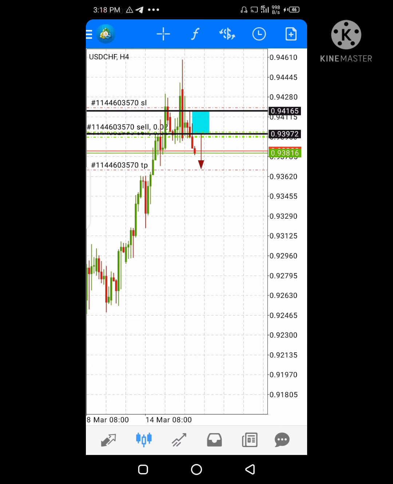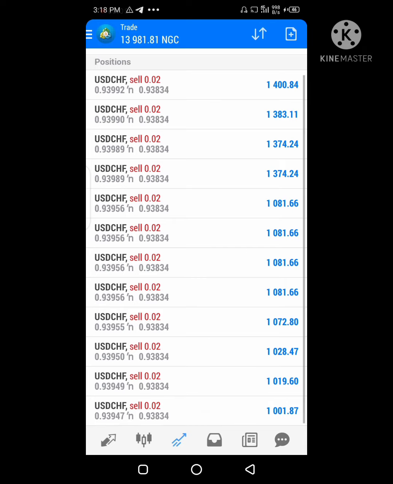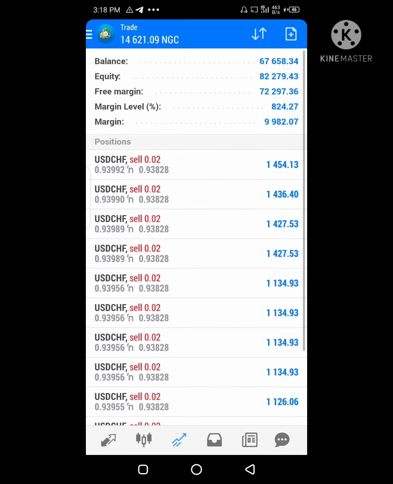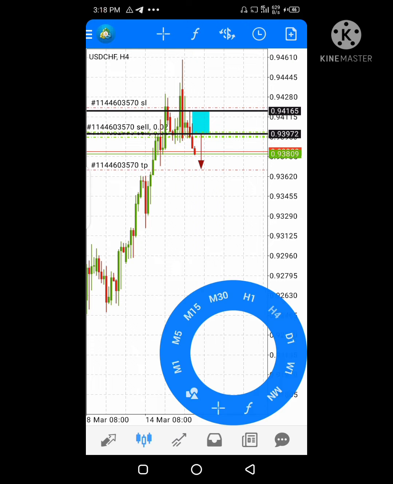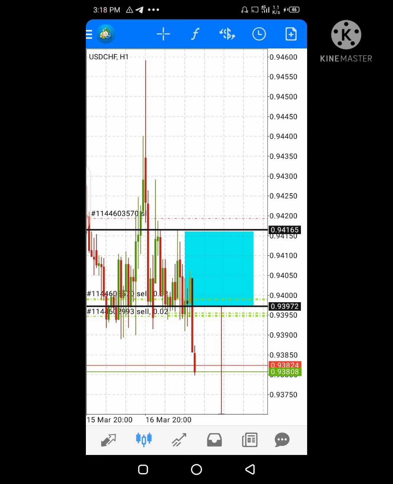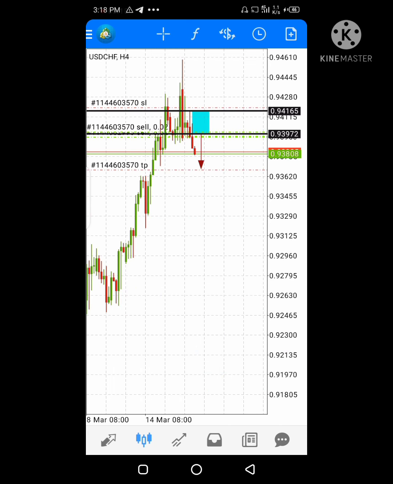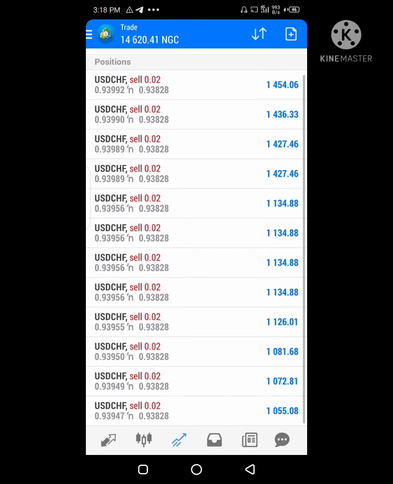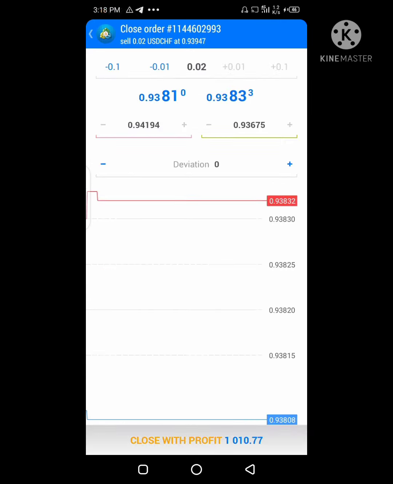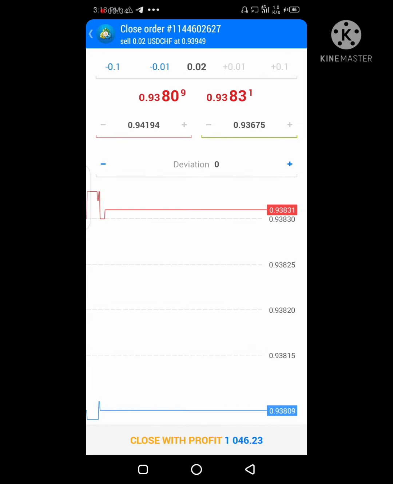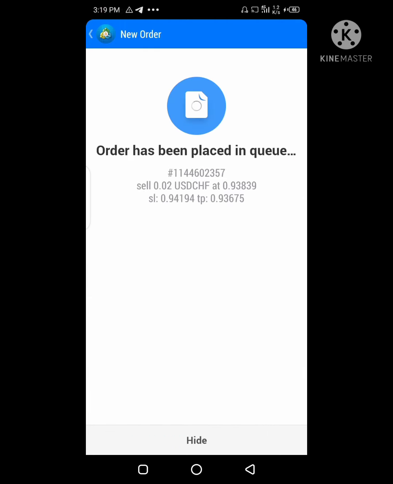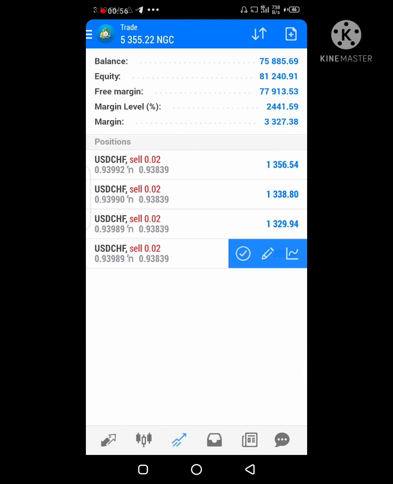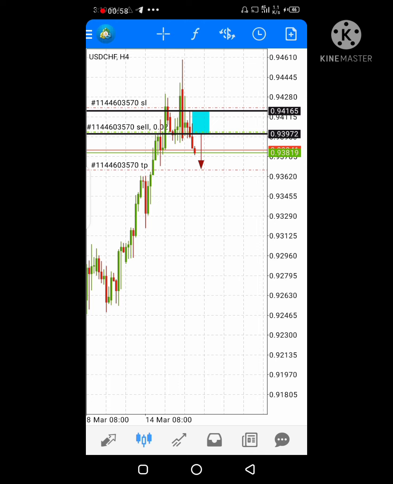So the trade has made about 100 pips down. So what I'm just going to do is just close some of my trade. So I'm going to leave this remaining one to run to my take profit.